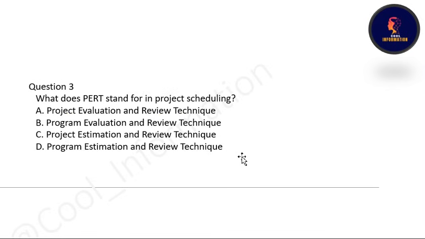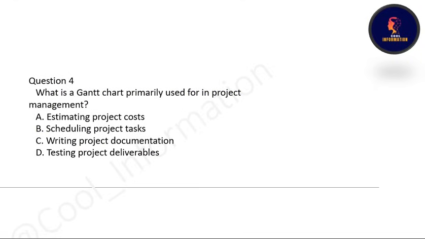What does PERT stand for in the project scheduling? So is it project evaluation and review technique, program evaluation and review technique? Now most of you will confuse in option number A and option number B, but the correct option is option number A. PERT stand for project evaluation and review technique. Option A is correct.